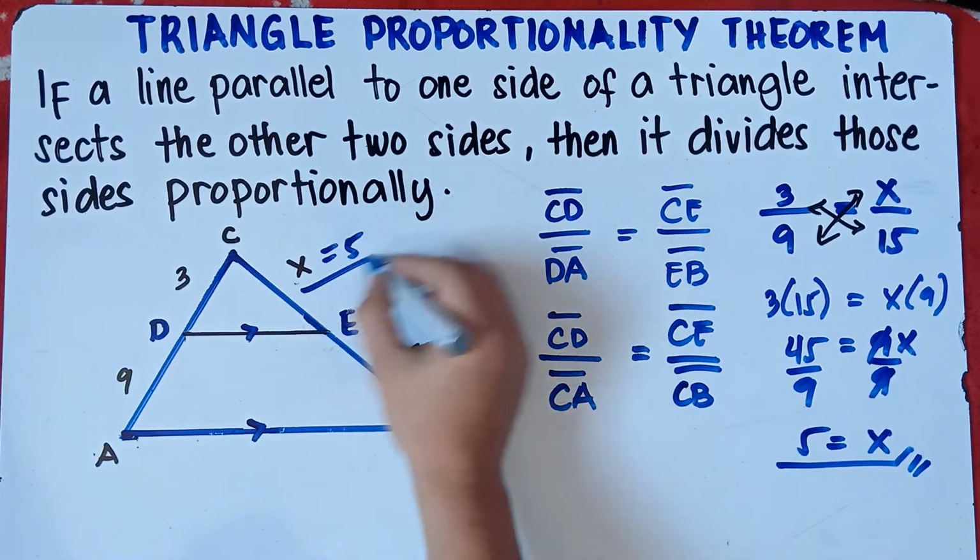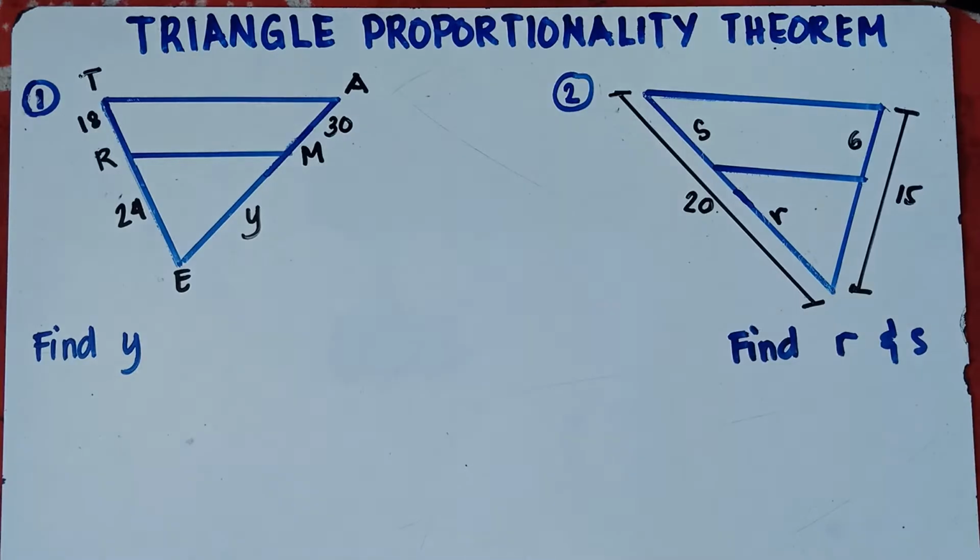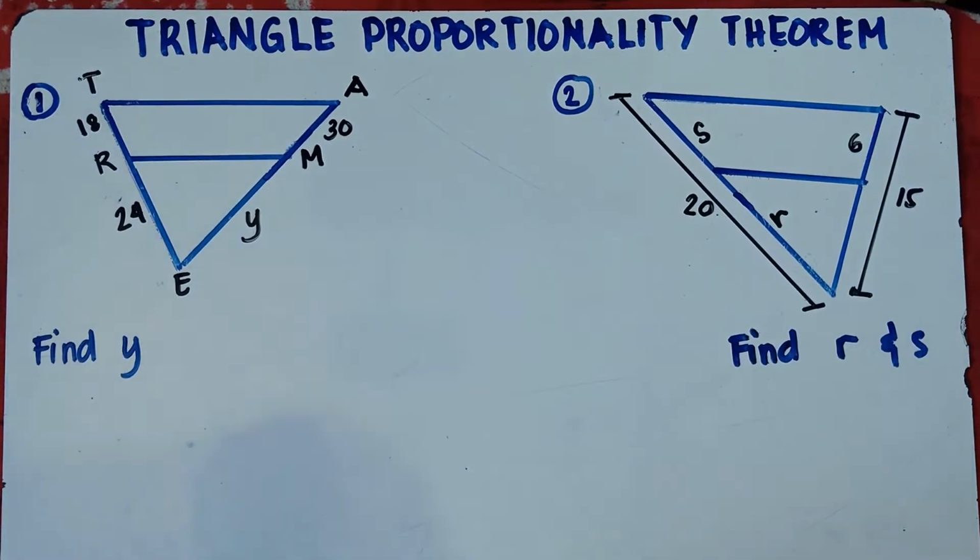Easy, right? So that's it for the Triangle Proportionality Theorem. Let's give more examples, class, more complicated examples for you to really understand this one. Alright, let's try another example. Example number 1, you're told to find Y.